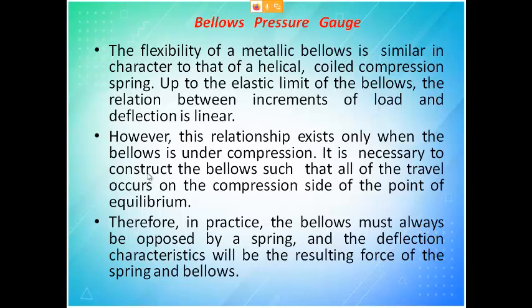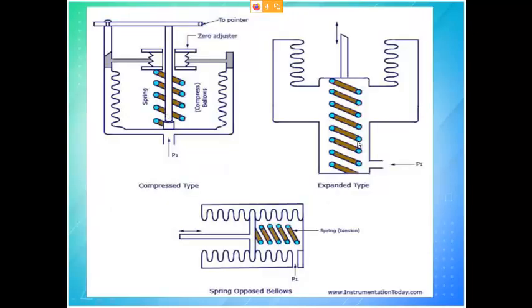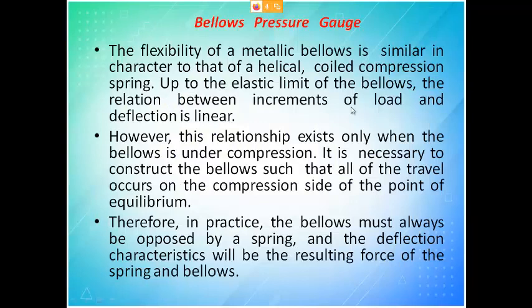The flexibility of the metallic bellows is similar in character to that of a helical coiled compression spring up to the elastic limit of the bellows. There are two different ways where you are going to use this one or this one. So depending upon the application, we choose whether we want to go for the compressive type or the expansion type.